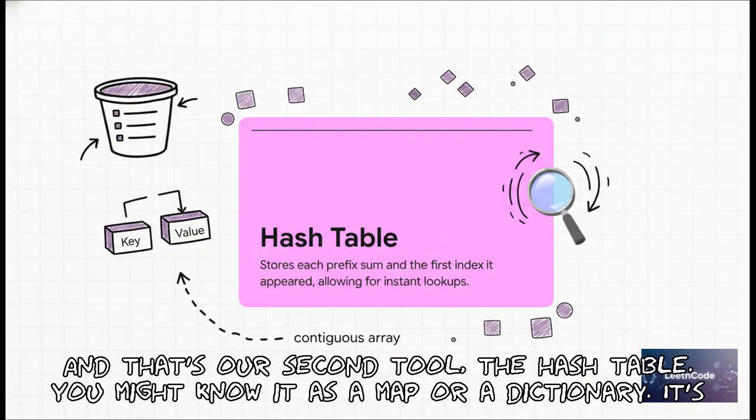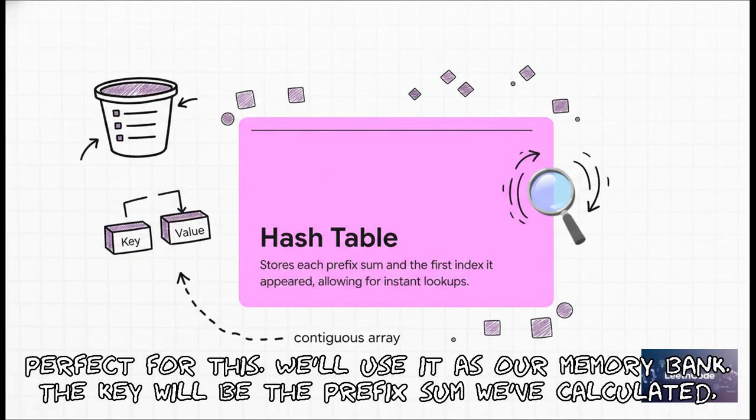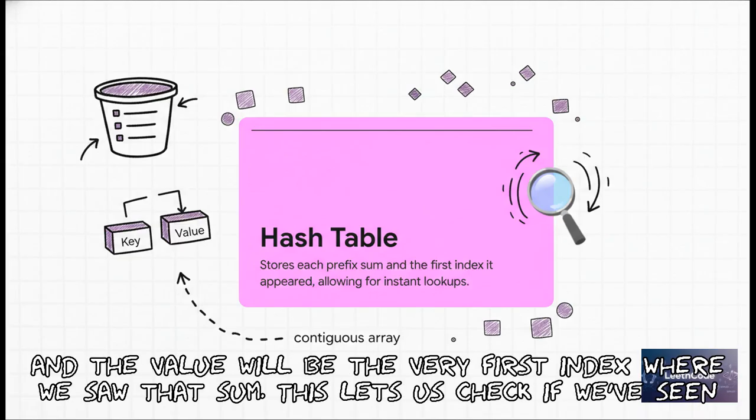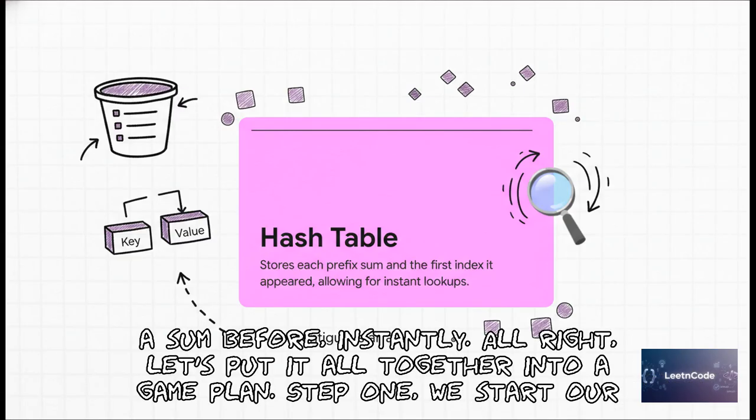And that's our second tool, the hash table. You might know it as a map or a dictionary. It's perfect for this. We'll use it as our memory bank. The key will be the prefix sum we've calculated, and the value will be the very first index where we saw that sum. This lets us check if we've seen a sum before, instantly.